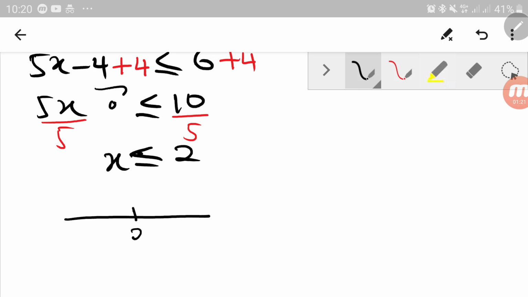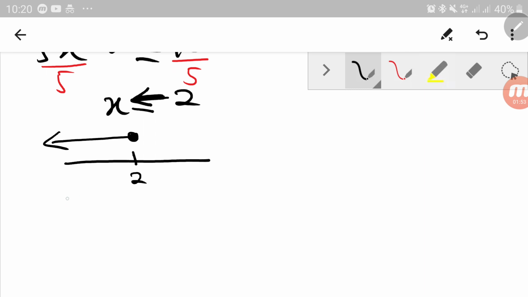Okay, how to represent it on a real number line? It's easy. Maybe I rewrite it to be better. Nice. For this inequality, it's a dense circle, a black circle on top of 2, and then the line is going to the left. How do I know that? Because the sign is like an arrow pointing to the left. See, very easy.